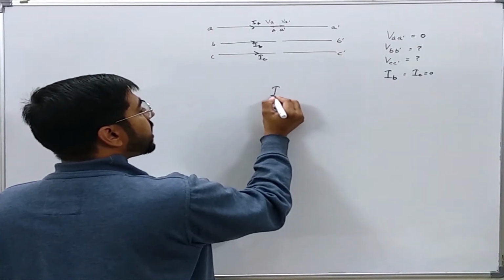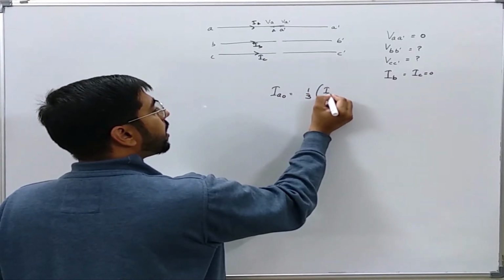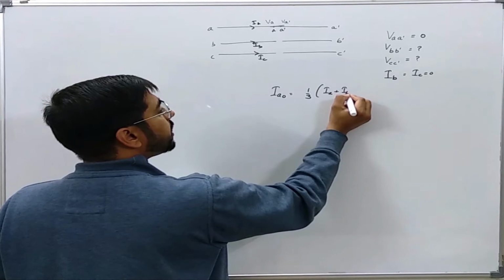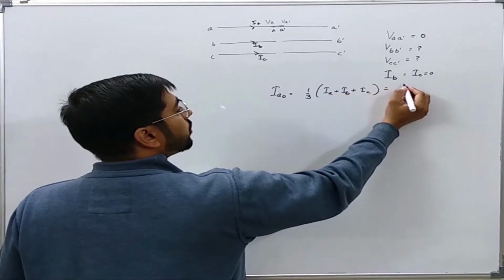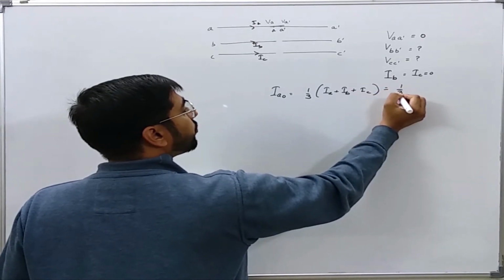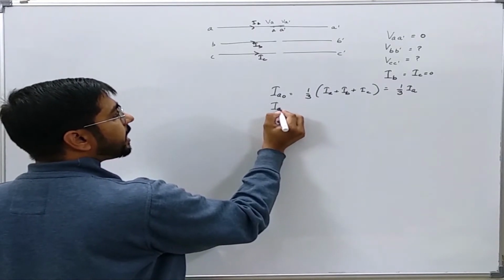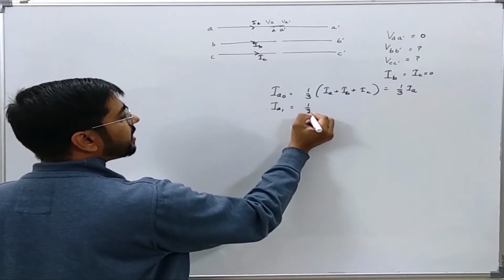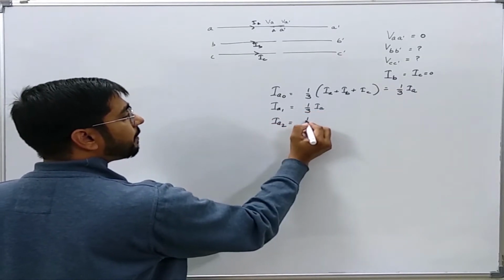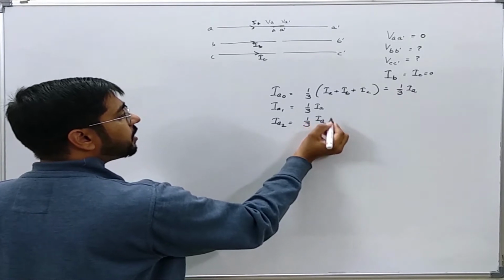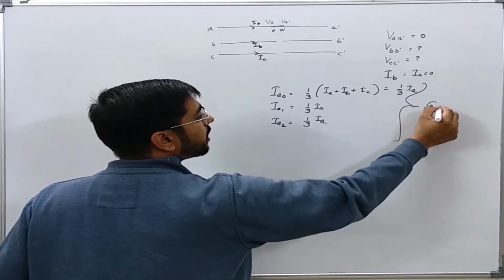So IA0 equals 1 by 3 of (IA plus IB plus IC). So it is equal to, these two being 0, 1 by 3 of IA. Similarly, we can clearly see that IA1 is equal to 1 by 3 IA and IA2 is also equal to 1 by 3 IA. So you see that all the sequence currents are equal. Let us say this is equation number A.